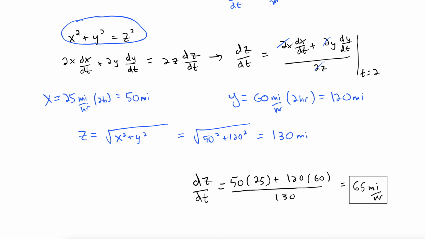The last thing we do is ask if 65 miles per hour is a reasonable answer. And it is. You have two cars traveling, one at 25 miles per hour, one at 60 miles per hour. So 65 miles per hour is around what we'd expect for the distance between them. I'd be concerned if it was 1 mile per hour or 300 miles per hour.